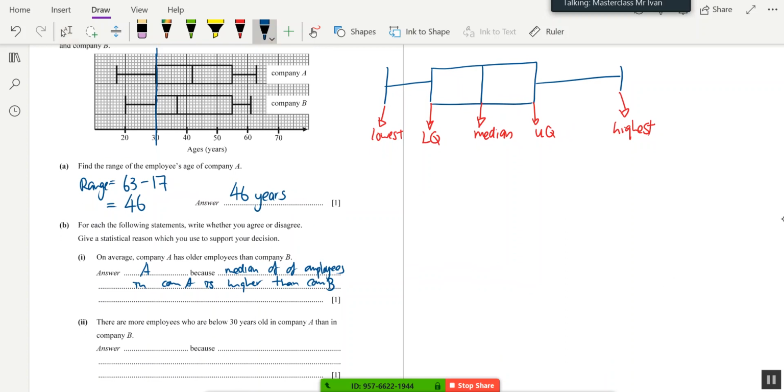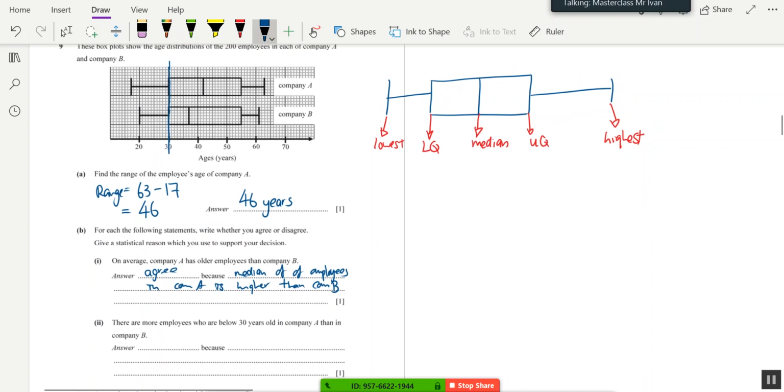Oh, anyway, the answer to this one should be disagree. Okay, there are more employees who are below 30 years old in company A than in company B. Agree or disagree? Okay, it is disagree, because both at 30, both of these lie on the what quartile? Both are lower quartile.